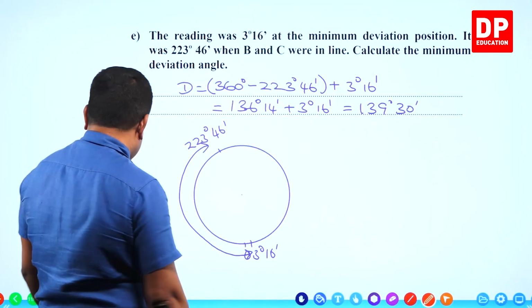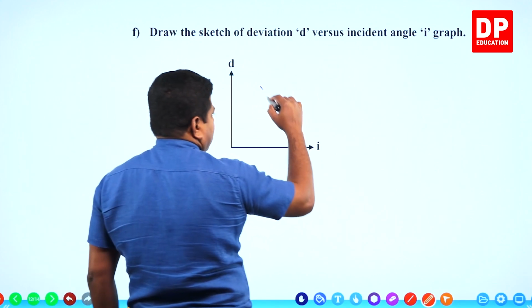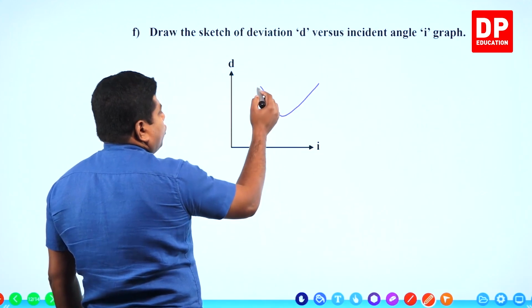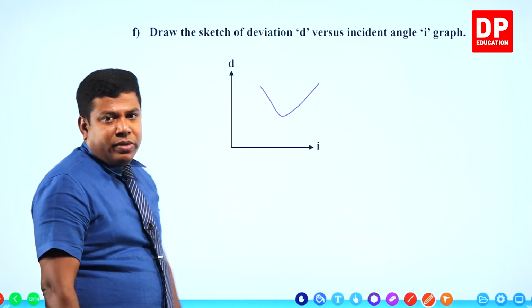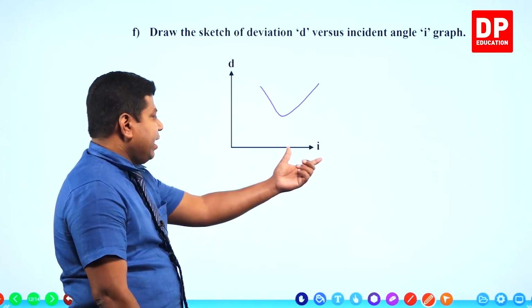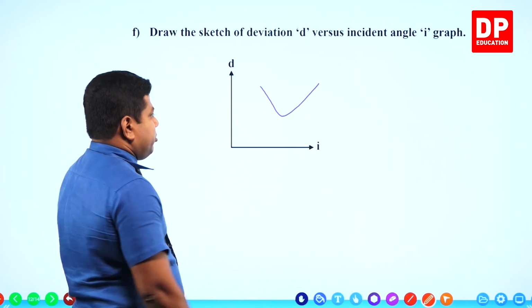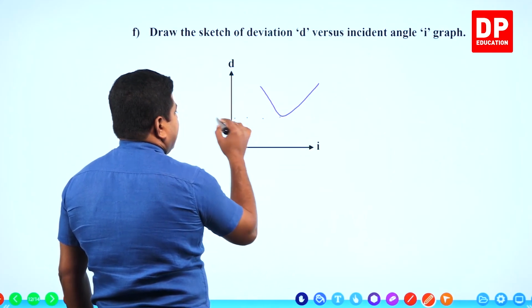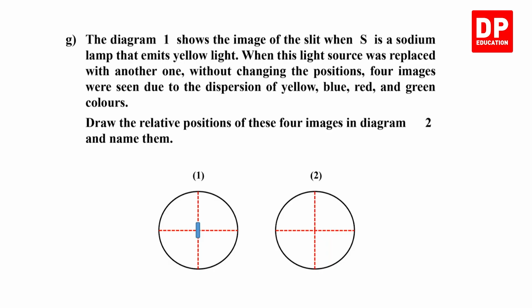Next, the deviation D versus incident angle I graph. So simple. That's how it is. Make sure you don't start from here. You give some gap. Why? It's an equilateral prism. From 0 to 30 degrees, we will not have an emergent ray. The graph doesn't exist for an incident angle less than 30 degrees. So you have to start from 30 degrees and there has to be a minimum. If you want, you can mark this point as capital D, minimum deviation.